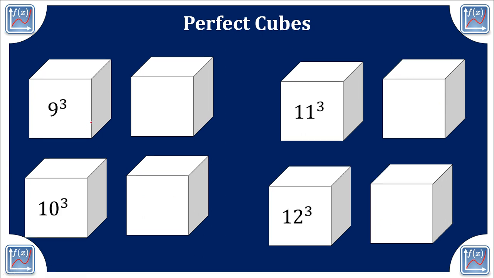A 9 by 9 by 9 is going to be 729. A 10 by 10 by 10 is going to be 1,000. And then 11 cubed gives us 1,331. And I'm not saying memorize all of these ones, the larger ones, but just be familiar with them. And then 12 cubed is 1,728. Double check that. Okay.